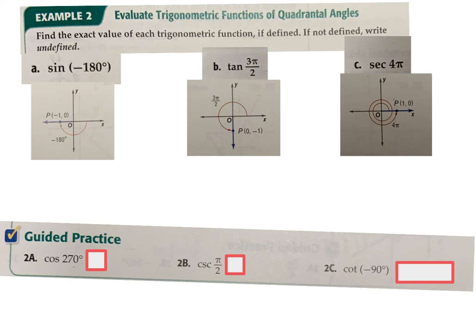All right? So then if I wanted the sine of -180, that's going to be my y value over my r. My radius is 1. My y value here is 0, right? My radius is 1. So the sine of -180 is 0 over 1, which is 0. So the sine here is 0. Okay? Tangent of 3 pi over 2.